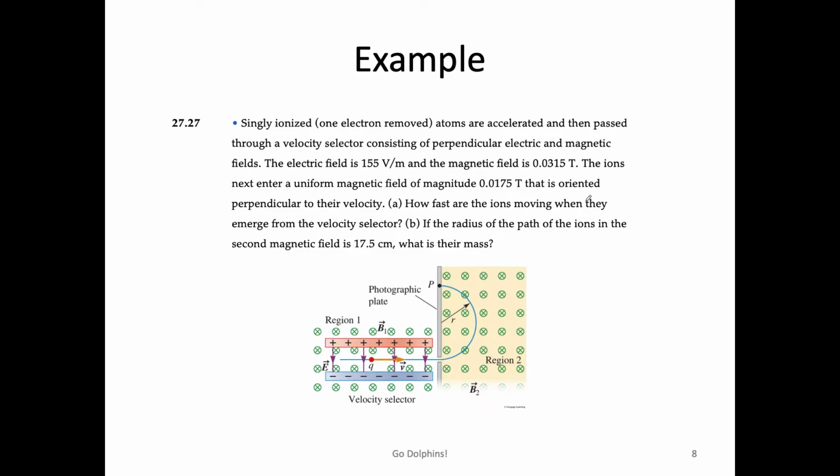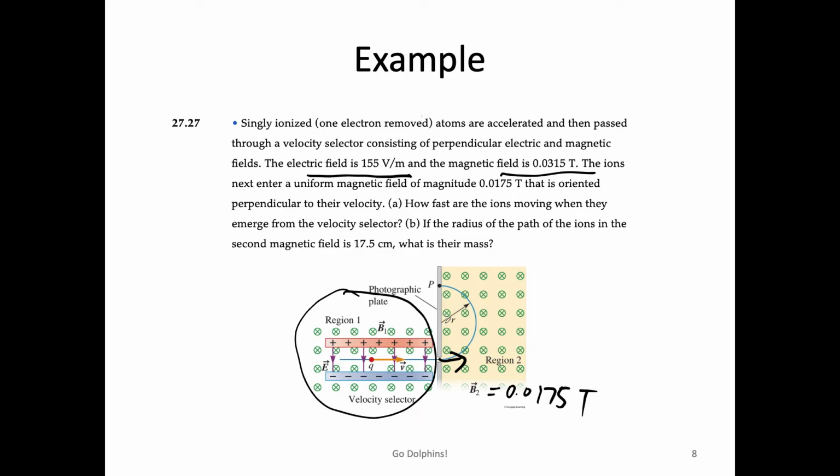And we accelerate the particles going through a velocity selector, so only particles with a particular velocity would pass through the velocity selector, and the velocity selector has electric field 155 and magnetic field 0.0315 T, and then those particles with velocity v enter another region with B2 equal to 0.0175 Tesla, and then the radius is 17.5 centimeters. We want to know the mass of this ion. Okay, so that's the question.